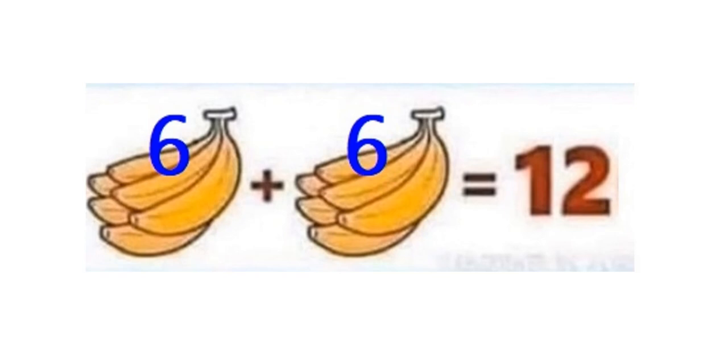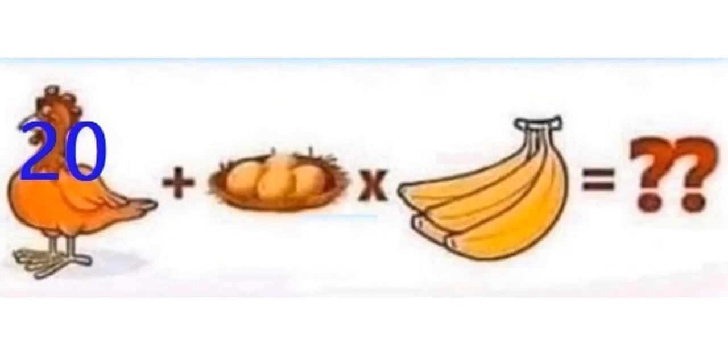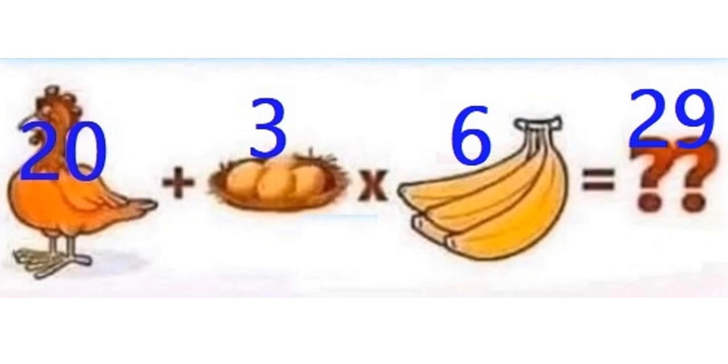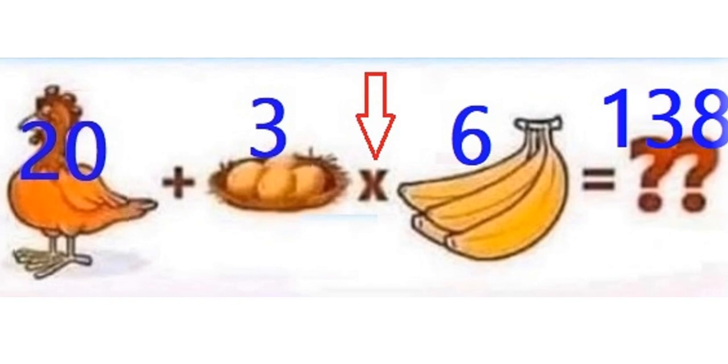And I do mean everyone. So we have the chicken, that's 20. We got the egg nest, we said that was 3. We've got the banana stalk, we said that was 6. If we add straight across, 20 plus 3 is 23, plus 6 is 29. If you got 29, you're wrong, because this last one switched the addition sign to a multiplication sign. So 20 plus 3 is 23, times 6 is 138.